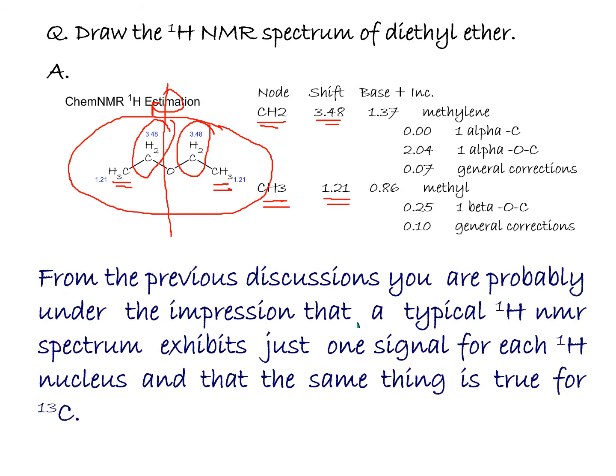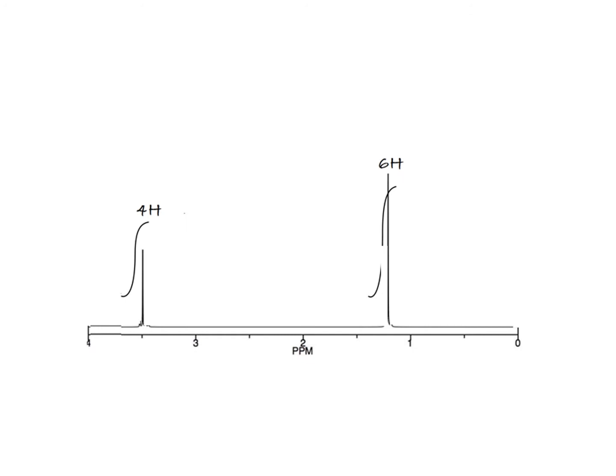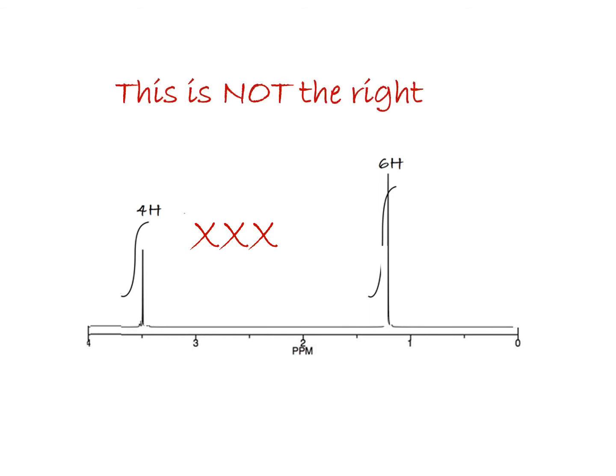From the previous discussion, you are probably under the impression that a typical 1H NMR spectrum exhibits just one signal for each proton nucleus, and the same thing is true for carbon-13. So you will end up drawing the spectrum this way. Well, that's wrong. This is not right.